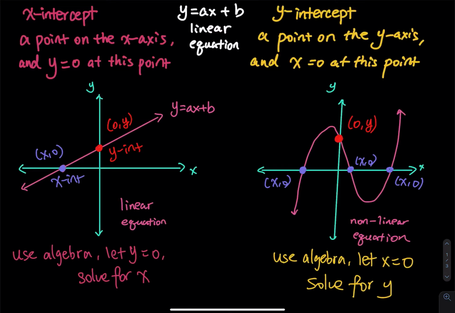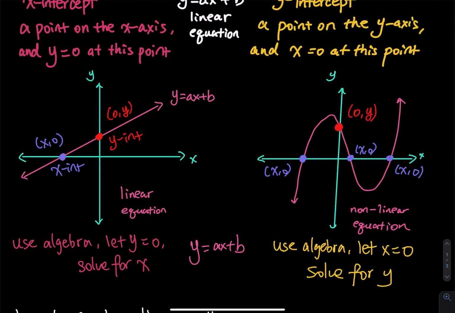What if you don't have a picture? What if you only have an equation y equals ax plus b? How do you find the x and y intercept? Using algebra, no graph, no pictures at all, you only have one equation. You want to find the x and y intercept. That is easy. To find the x-intercept, you set y equal to 0 and solve for x. To find the y-intercept, you let x equal 0, and then you solve for y.